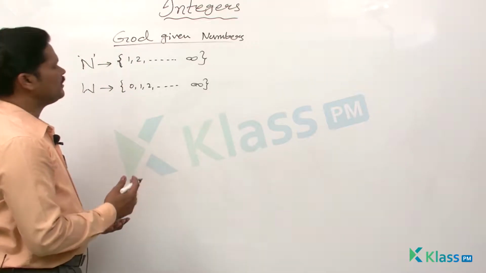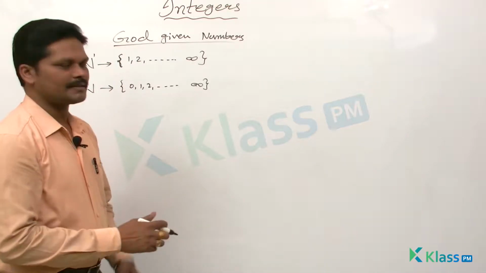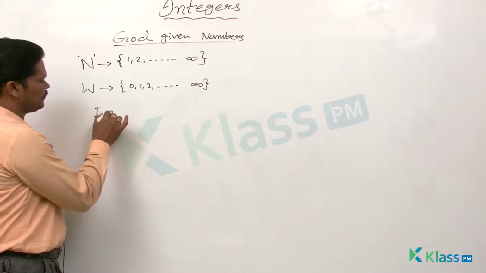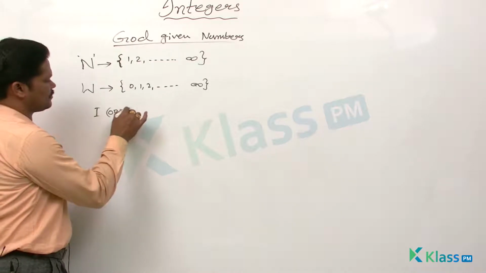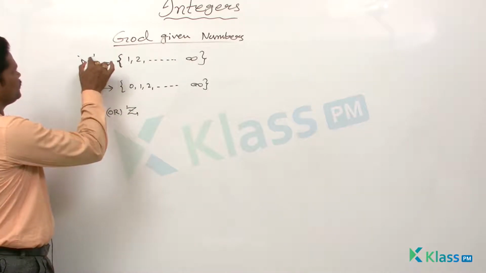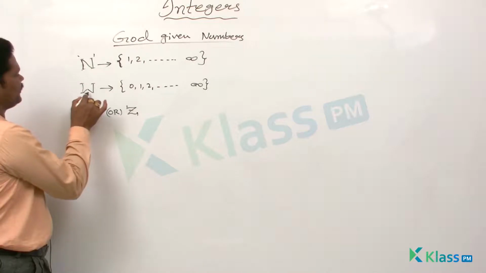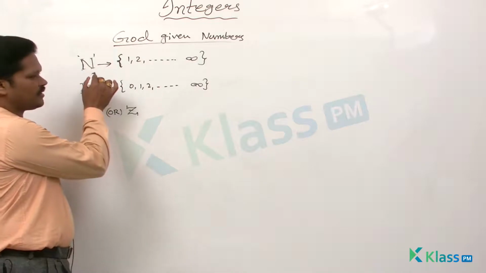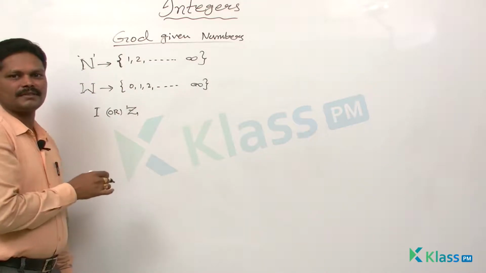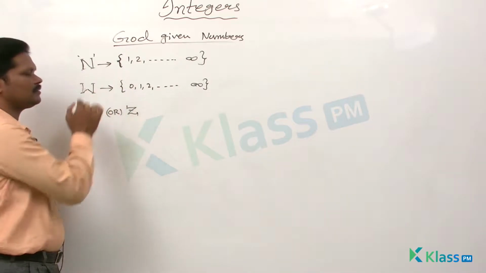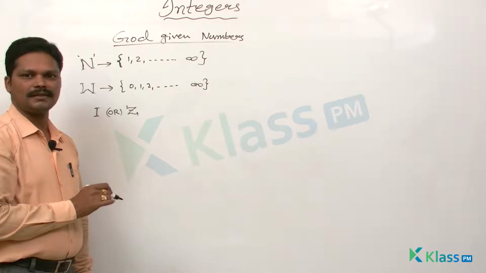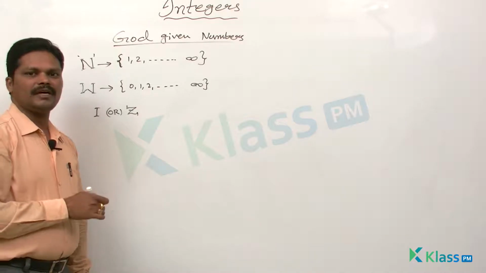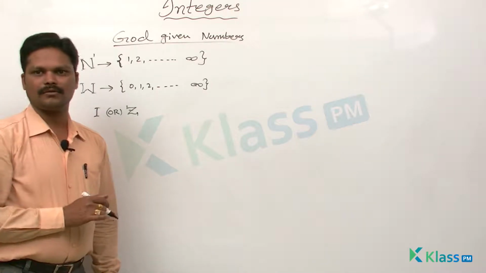Now we will discuss the integers. Integers generally we denote with I or Z. Everyone knows why we use N and W for natural numbers and whole numbers. In natural numbers, N is the first letter, that's why we use N to recognize easily. In whole numbers, W is the first letter, that's why we use W to recognize whole numbers.